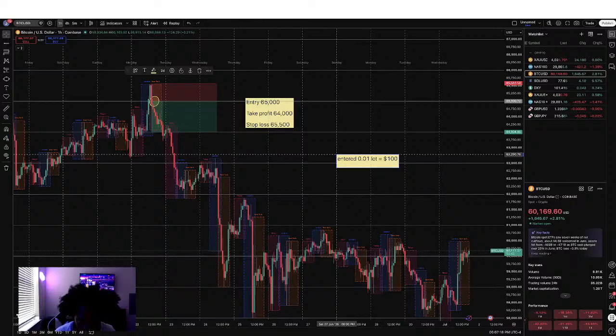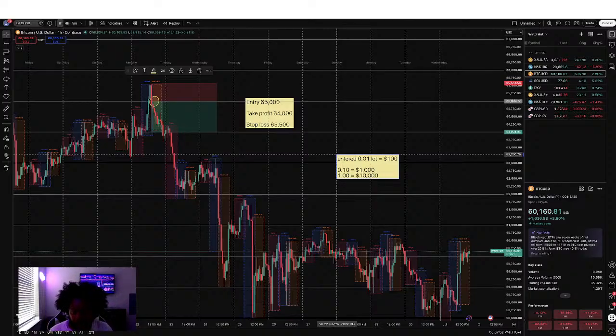So now if we would have entered a 0.10 lot, we would have made $1,000. Now a 1.00 lot equals $10,000. All right.